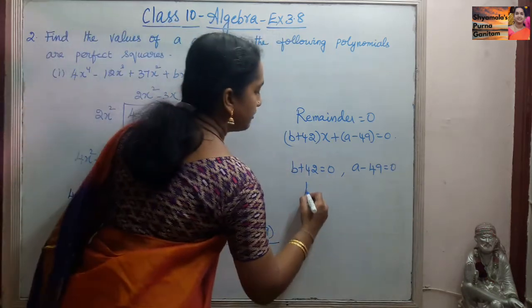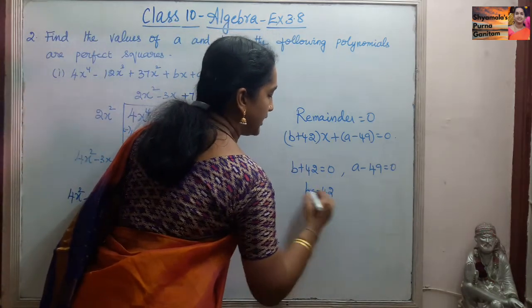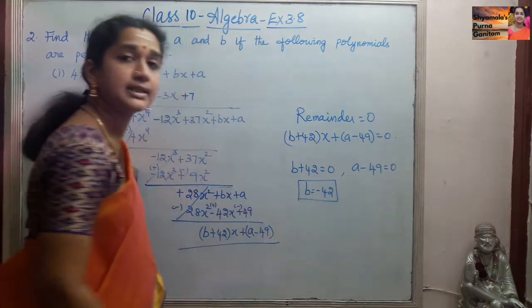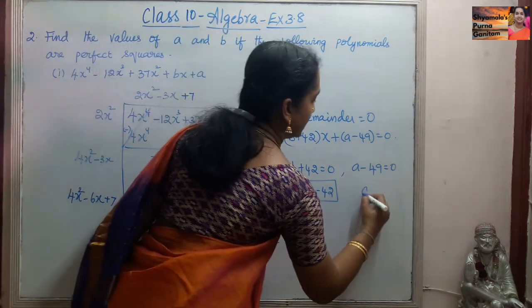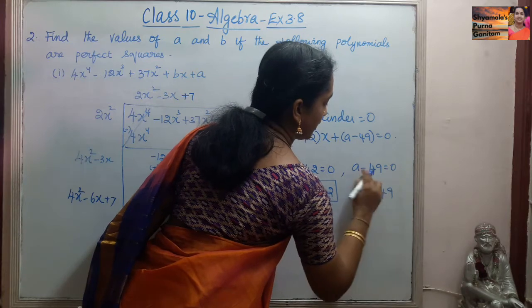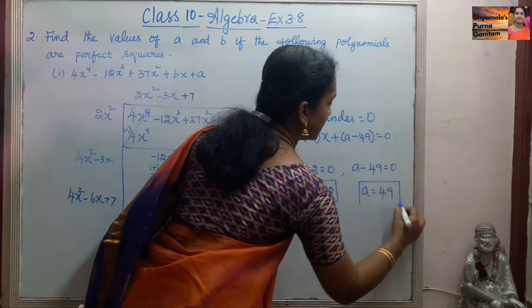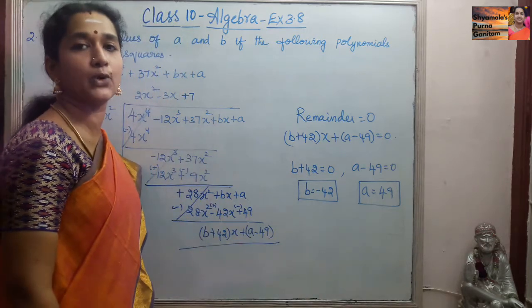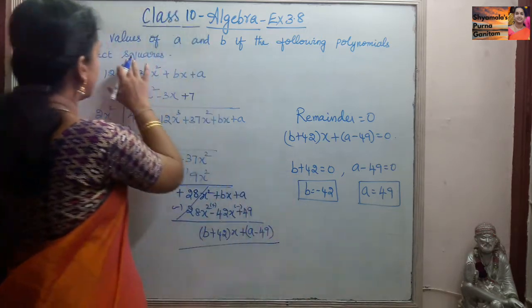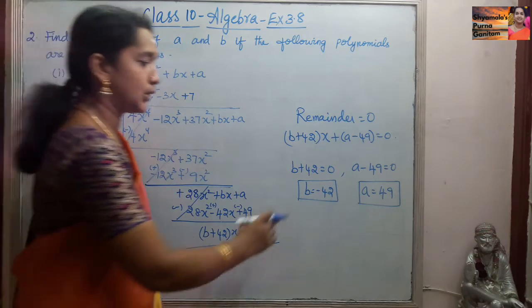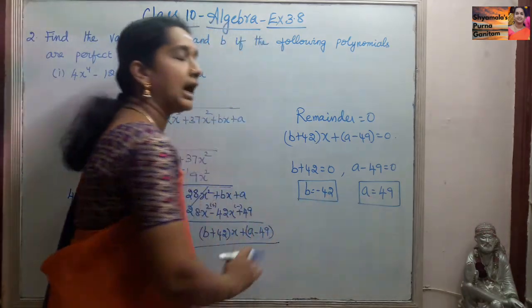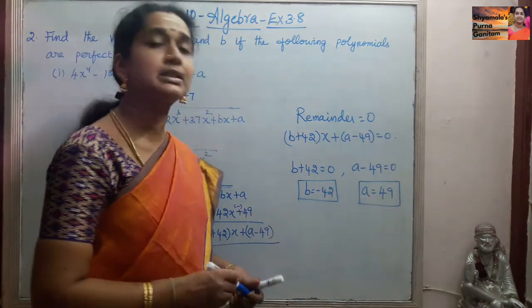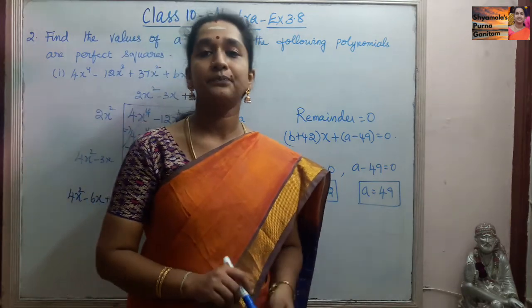So the b value is minus 42 and the a value is 49. When we bring this minus 49 to that side, it will be plus 49, and here plus 42 to that side becomes minus 42. So we are asked to find the values of a and b. The a value is 49 and the b value is minus 42. Okay? Thank you.